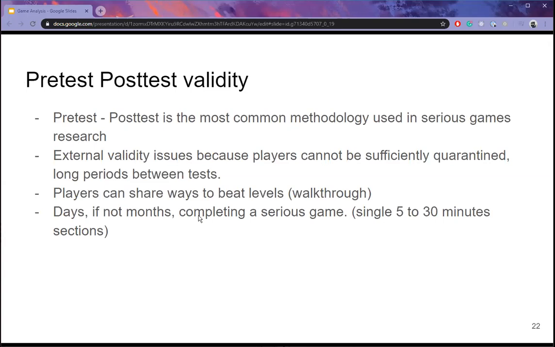There is the pretest-posttest validity, which is the most common methodology to get data from serious games and analyze it. There are some problems with external validity, because some players cannot be quarantined for the time required. Usually the sessions take only 5 to 30 minutes, but he states that some games should take days, if not months, to complete.